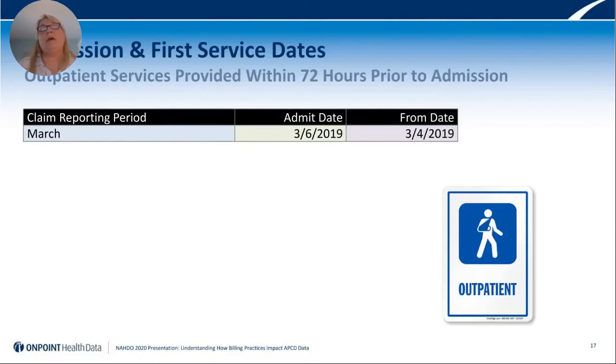Other scenarios that you may have run into: you may have seen where the first service date, or the from date, is prior to the admit date, which you would think, how can you have a service prior to being admitted? This falls under Medicare billing rules, where outpatient services provided within 72 hours prior to admission are included on the inpatient claim. You would also see this on commercial claims or any payers that follow Medicare billing rules. This type of scenario might be, I went for blood tests 2 days or 3 days prior to admission to the hospital. Those lab tests would be included on that inpatient claim and would have a from date or first service date prior to the admit date. So the data looks odd, but it's true billing practice.